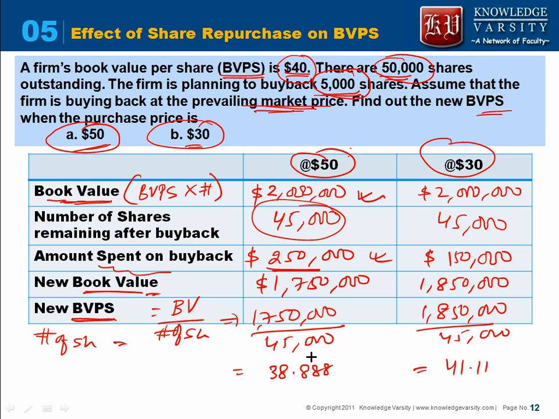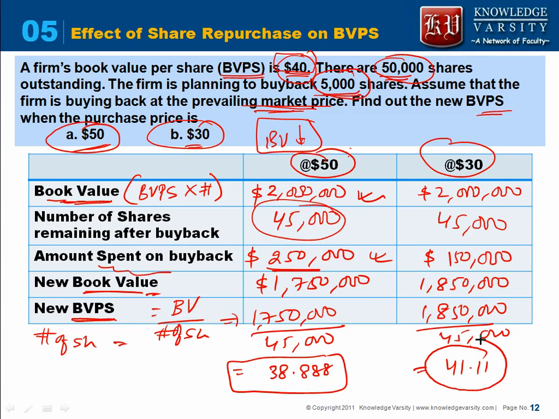So what we have seen is that this book value per share is lower than the earlier book value of 40. Here the book value per share has seen a decrease, and here the book value per share has increased. Correct? So why has it increased? Because you are purchasing the share at 30, which is less than the book value per share. Here you are purchasing at 50, which is greater than the book value per share.